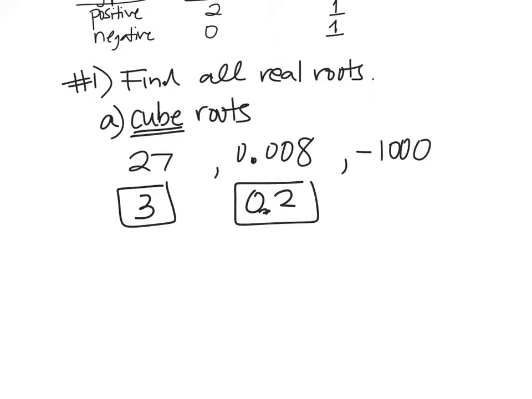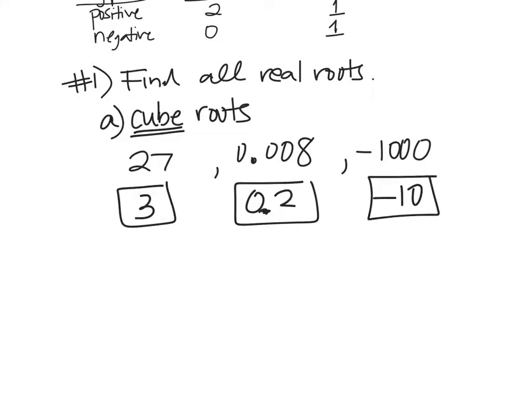If you're not sure of yourself, you know that the cube root of 8 is 2. Most of you know that. So 0.2 to the 3rd power is 0.008. Perfect. Good job. That's the hard one, huh? And then what about negative 1,000? Negative 10. Good. Yes, negative 10.